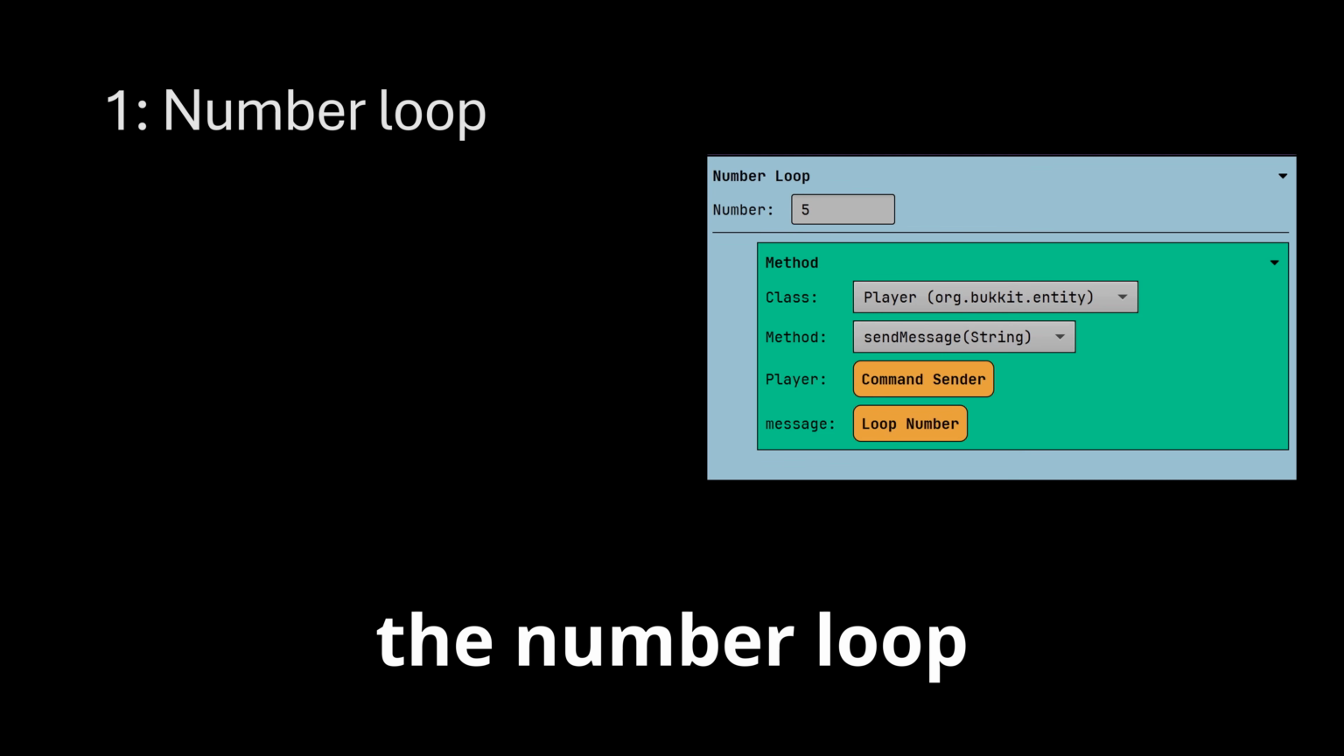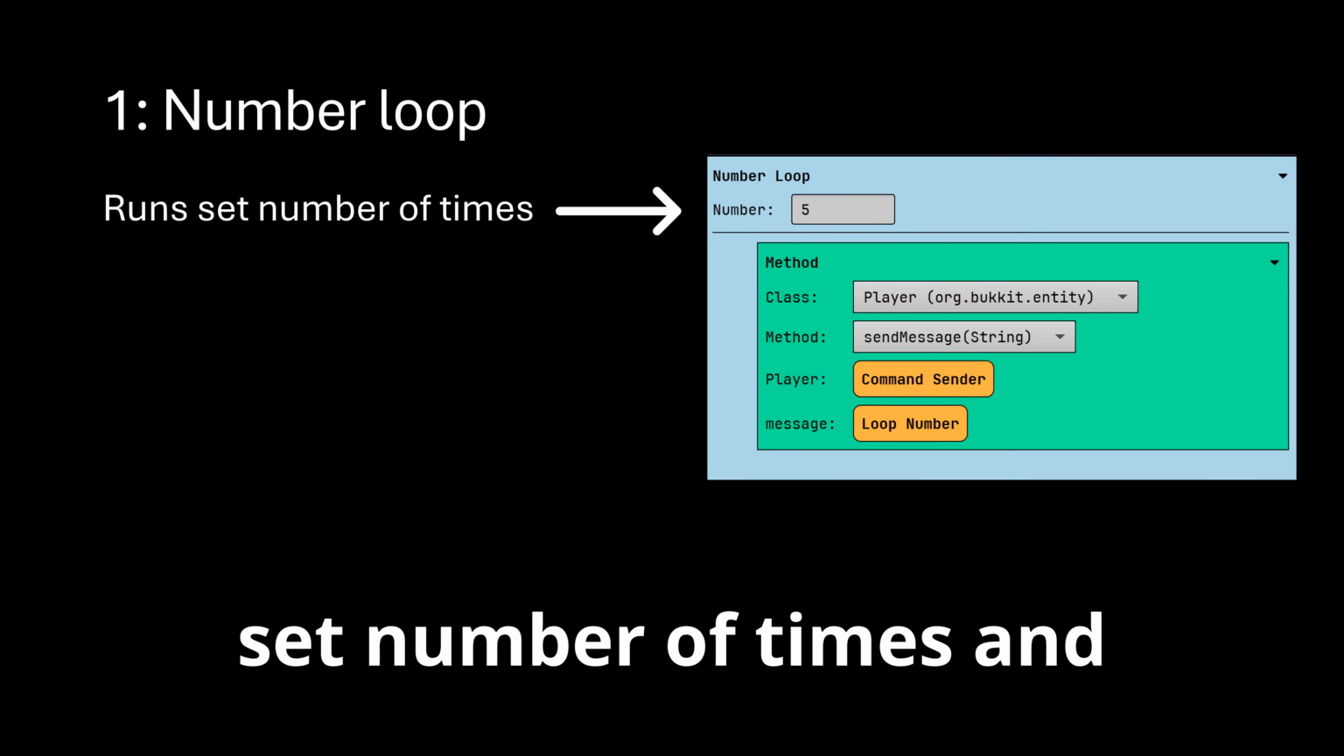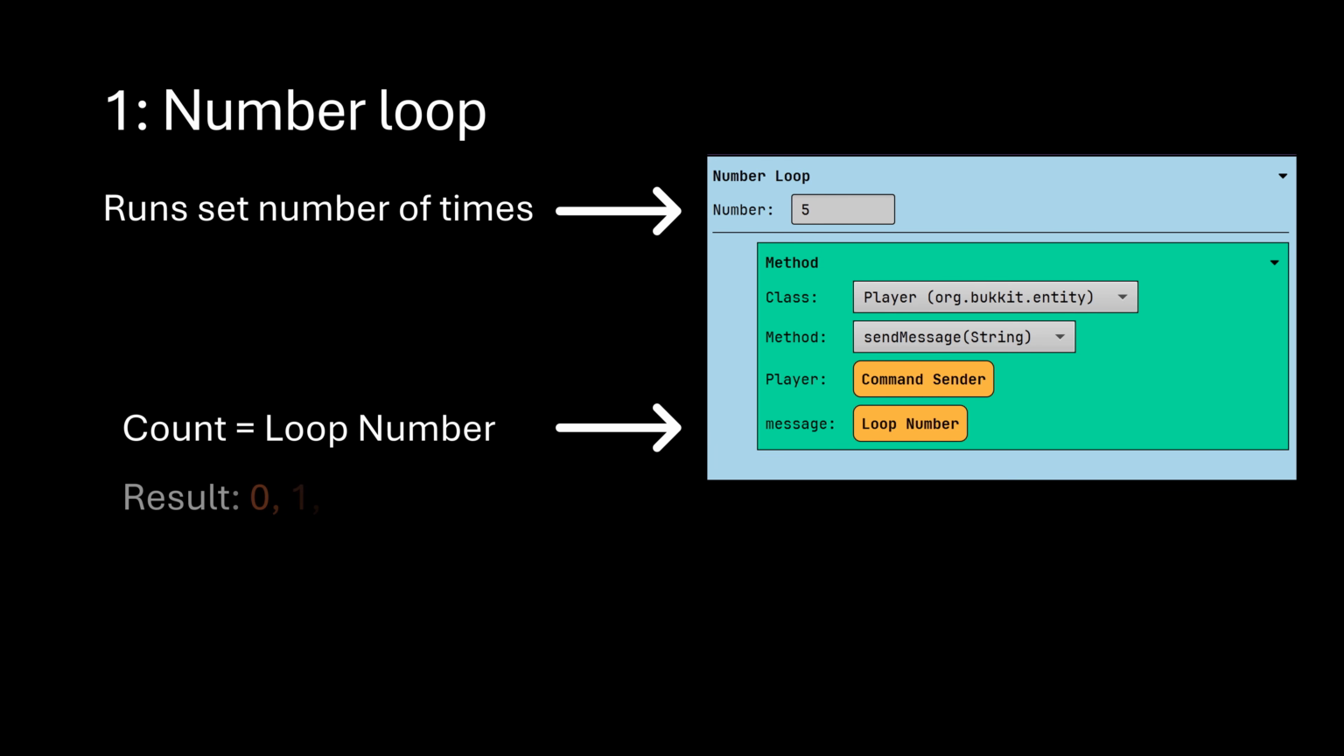Now, onto loops. Loops repeat something without writing the same code over and over again. There are 5 types of loops in Visual Bukkit. Let's start simple. Number 1, the number loop. This loop runs a set number of times and keeps track of the count in a variable called loop number.